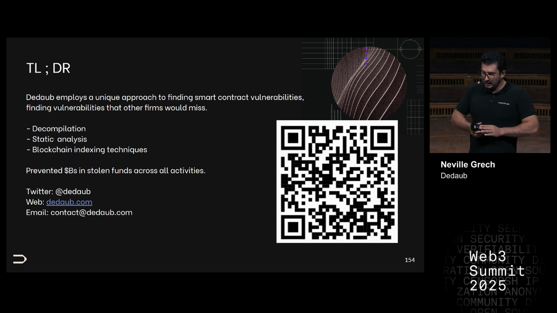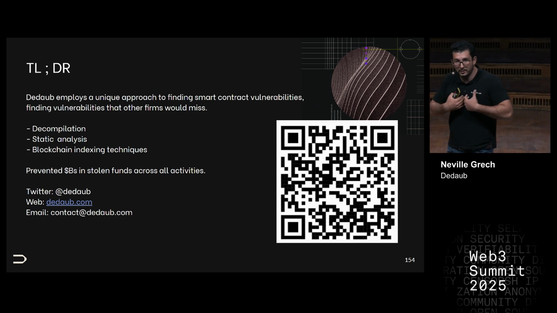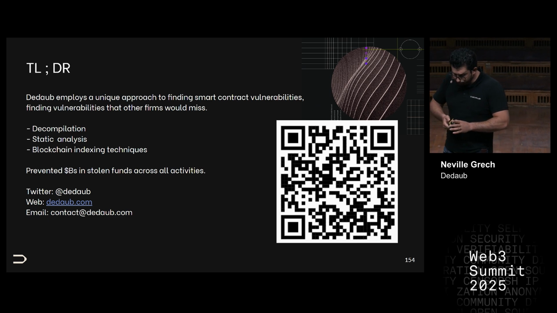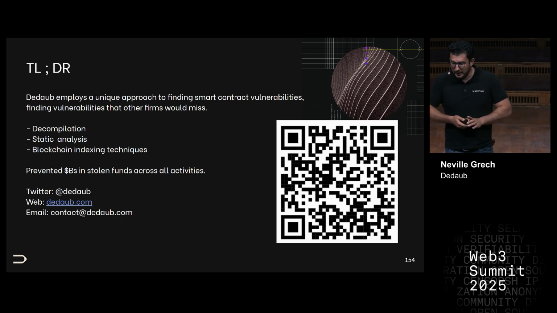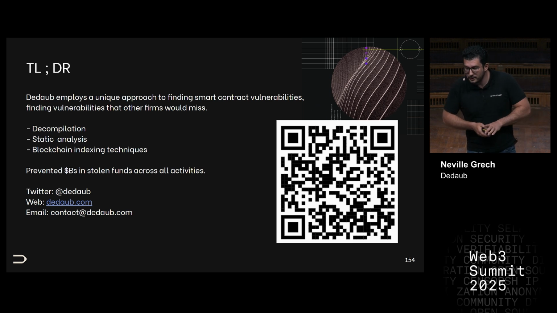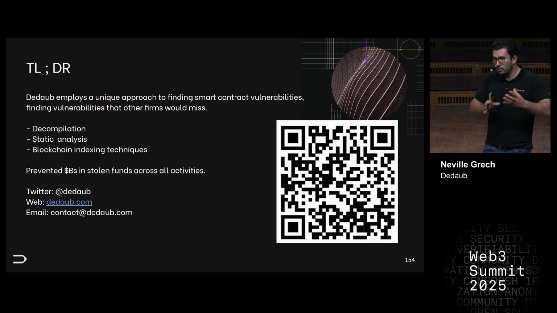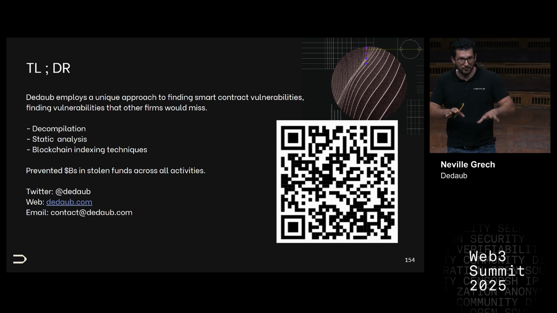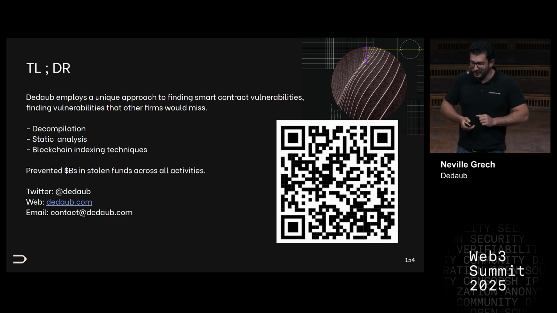Okay, so in conclusion, as our team, we find vulnerabilities using very unique approaches, using static program analysis. And because of that, we can find some vulnerabilities that other firms might not find, because we look at code from a very different angle, so to speak. We look at code at a very low level, and you get a different perspective on the code.